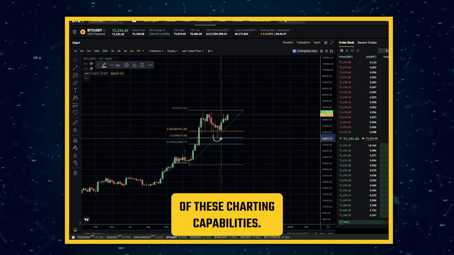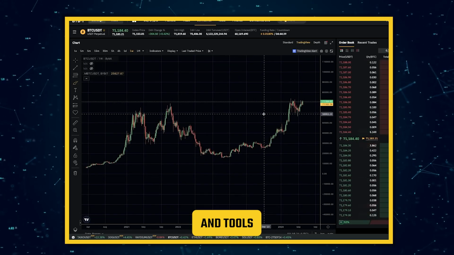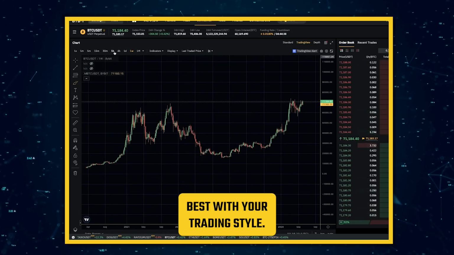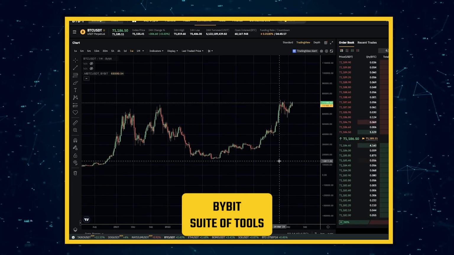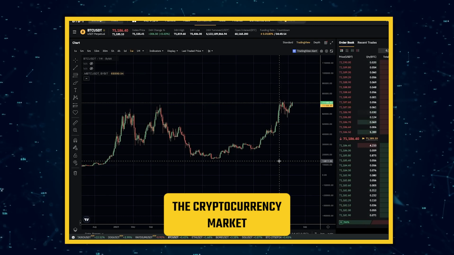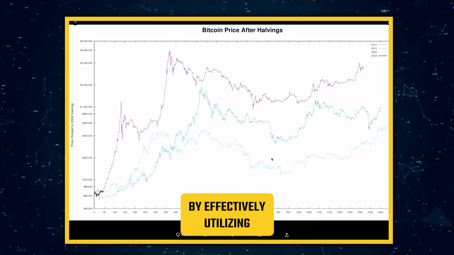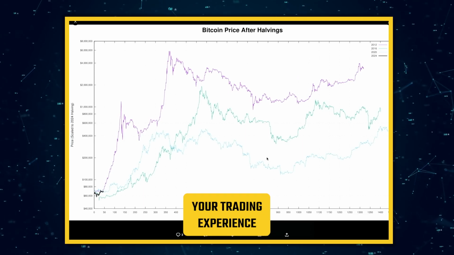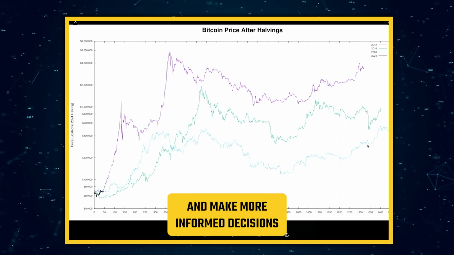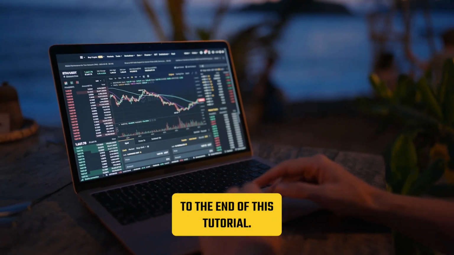To make the most of these charting capabilities, it's beneficial to experiment with different indicators and tools to discover what aligns best with your trading style. Bybit's suite of tools empowers both novice and experienced traders to navigate the cryptocurrency market with confidence and precision. By effectively utilizing these features, you can enhance your trading experience and make more informed decisions to optimize your success on the platform. That brings us to the end of this tutorial.